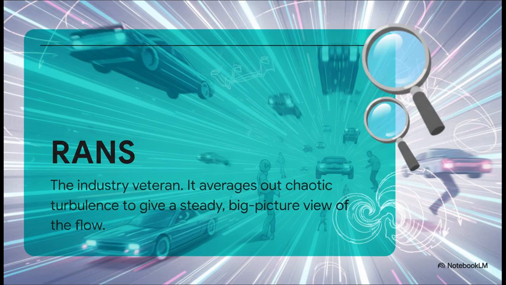First up, we have RANS. This is the seasoned veteran, the workhorse of the industry for years. The best way to think about it is like a long exposure photograph of a busy street, right? It blurs out all the individual cars and people and just gives you this one single averaged image. It's fast, computationally speaking, and it gives you the general idea, but you lose all of those crucial split-second details.